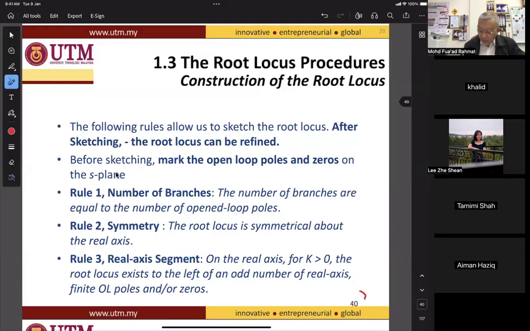Slide number 40. The root locus procedure. In order to construct the root locus on the S-plane, with the imaginary axis versus the real axis, we need to follow several rules. These rules are about 10 to 11 rules.